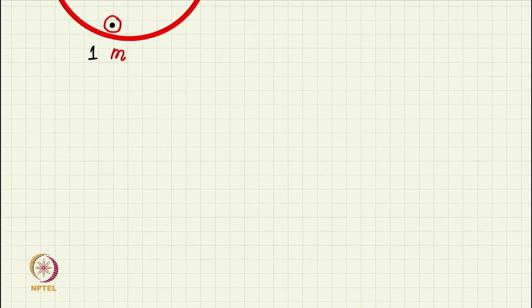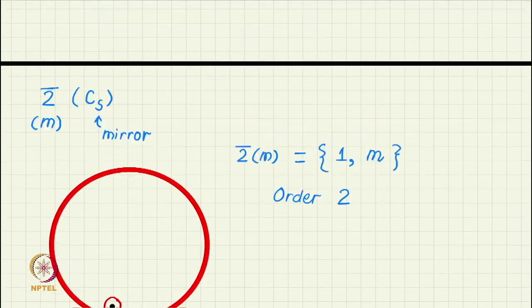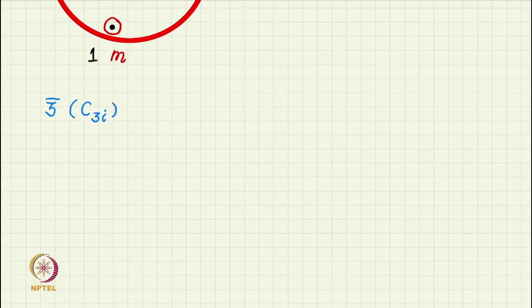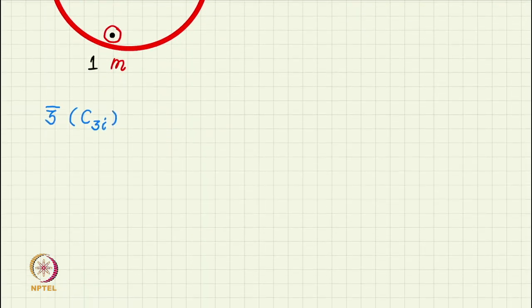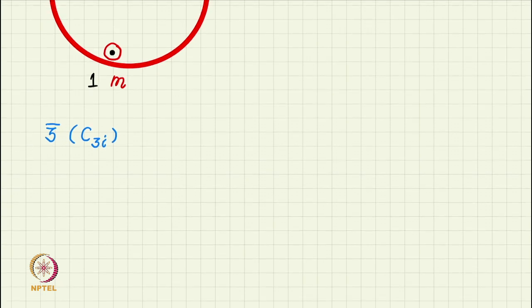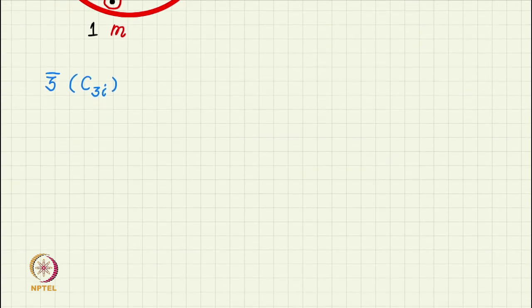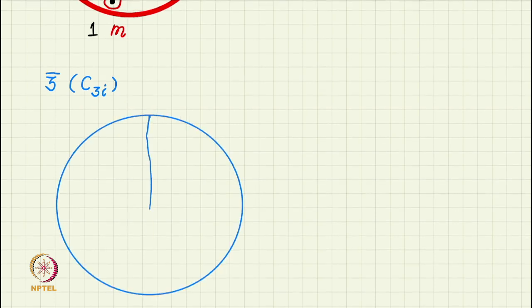So, our third group is 3 bar. 3 bar has an interesting Schoenflies notation, C3I. Notice that for 1 bar Schoenflies had used Ci and for 3 bar he is using C3I. So, somehow it is indicating that this also has center of inversion, which is not obvious in the notation of Hermann Mauguin as 3 bar. We will see that.